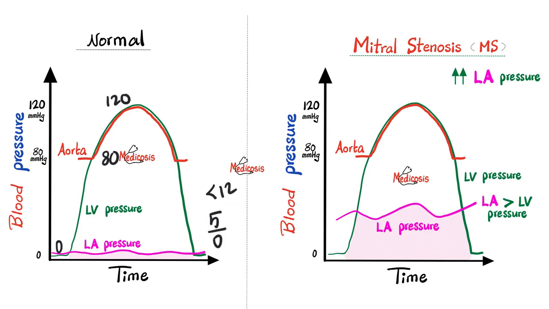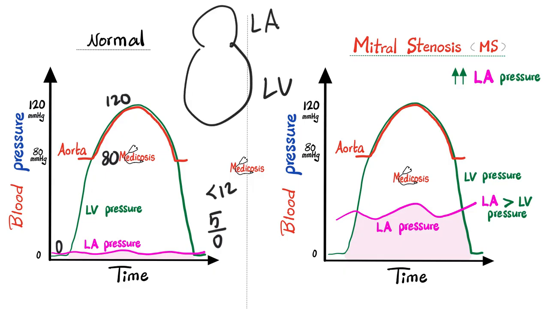But oh my goodness, look at what's going to happen to the left atrial pressure, the pink line, in mitral stenosis. Because the mitral valve is narrow, less blood is going to flow from the left atrium to the left ventricle during diastole of the ventricle. Therefore what? All of that blood will pile up in the left atrium. Therefore what? The pressure in the left atrium will rise from here to here. This rise in the left atrial pressure can also be called increased pulmonary capillary wedge pressure.